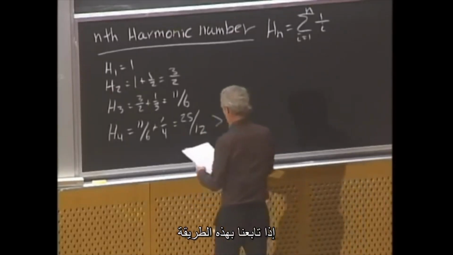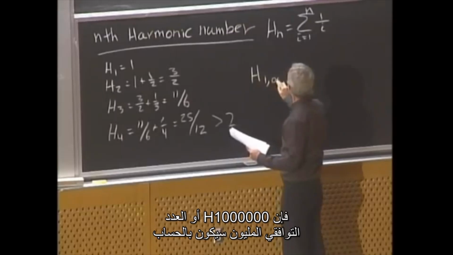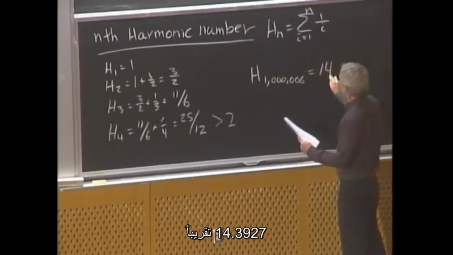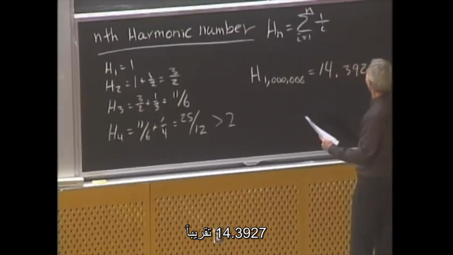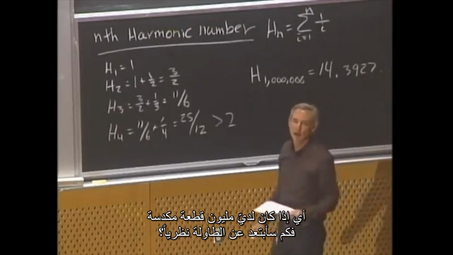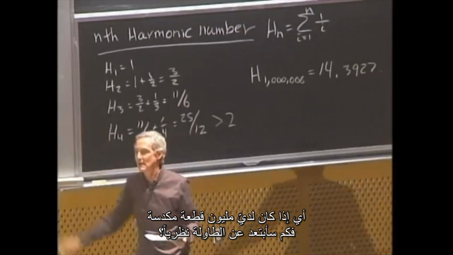All right, if we kept on going, H of a million, the millionth harmonic number, if you were to go compute it, is 14.3927 and some other stuff. So if I had a million blocks stacked up, in theory, how far would I get the top block out off the table?